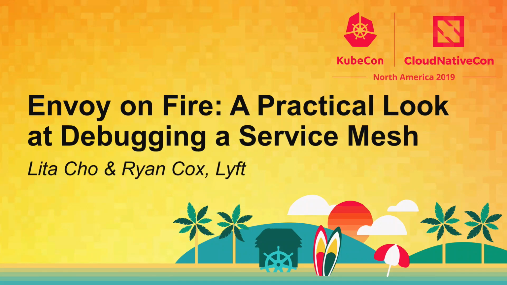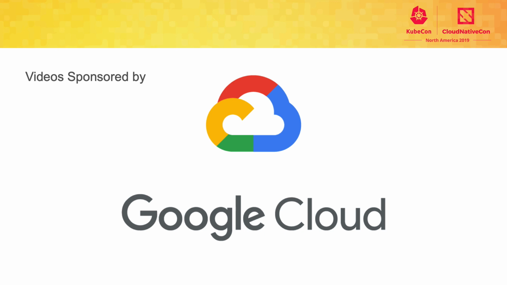Yeah, my name is Lita Cho. I work on the networking team, specifically managing our front proxy and our service mesh, which all runs on Envoy. I've been at Lyft for a few years, and I've been on a number of different infra-related teams. I currently lead a team that works on resilience engineering.